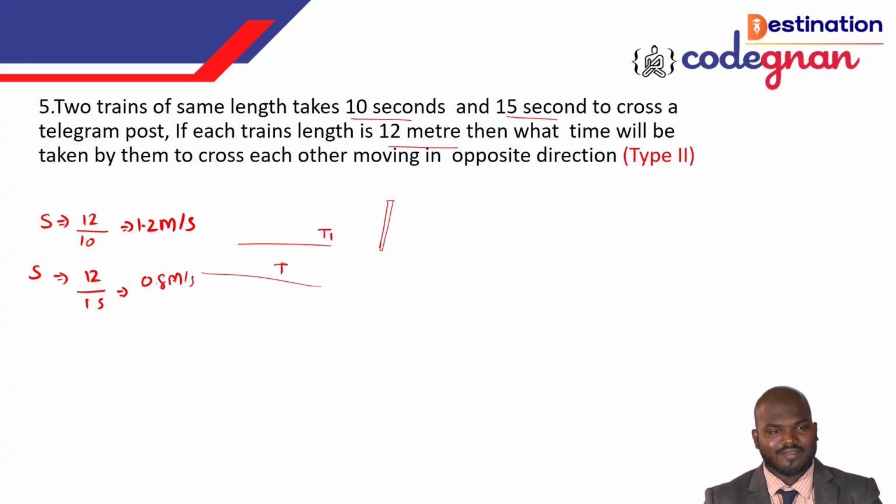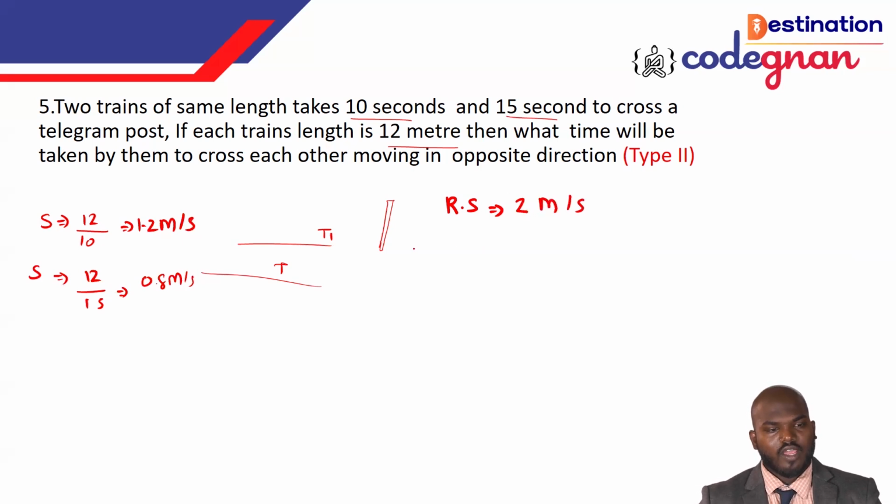But they're asking what time will be taken by them to cross each other moving in opposite directions. Opposite direction means you need to take the relative speed. You need to take the two values, 1.2 plus 0.8. What do we get? 2 is the value, 2 meters per second is the relative speed.